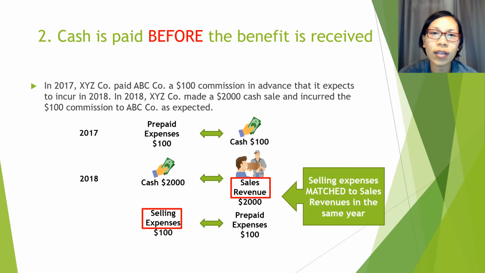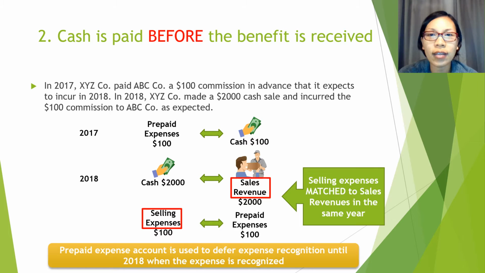As you can see, the selling expenses are properly matched to the sales revenue in the same year, even though the cash flow occurred in 2017. The key point is that the prepaid expenses account is used to defer expense recognition until 2018, when the expense is recognized.